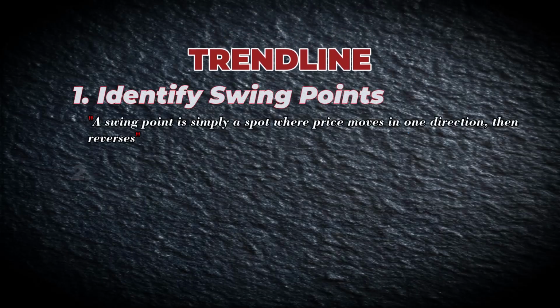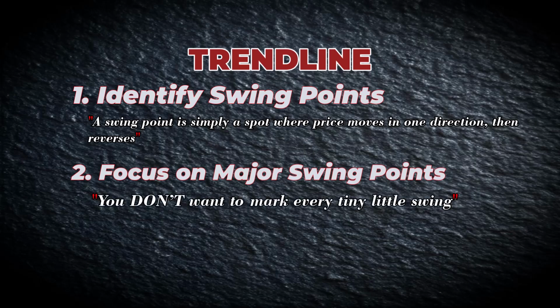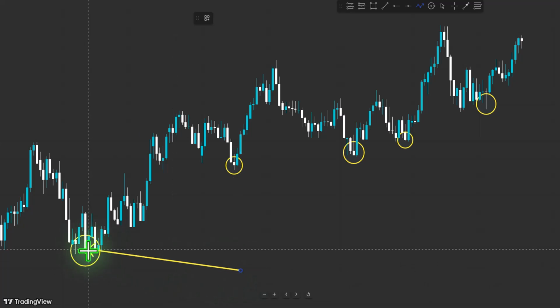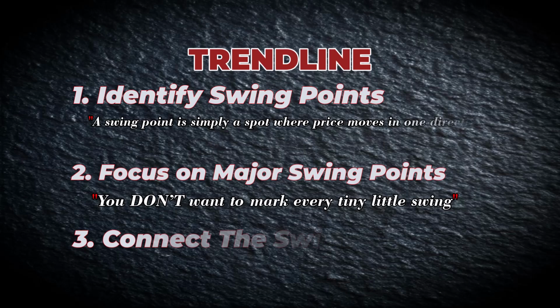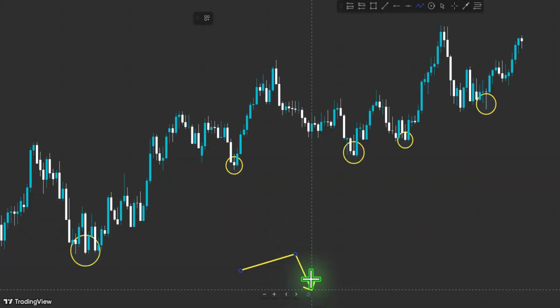The second step is to focus on major swing points. Now here's the trick. You don't want to mark every tiny little swing. Instead, only focus on the major, obvious ones that stand out. And finally, the last step is to connect the swing points. To draw a trend line, we need at least two major swing points, and in this case, we have more than enough.